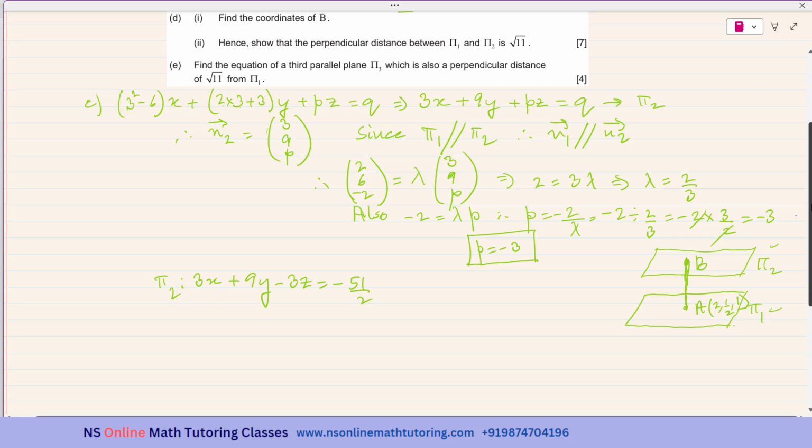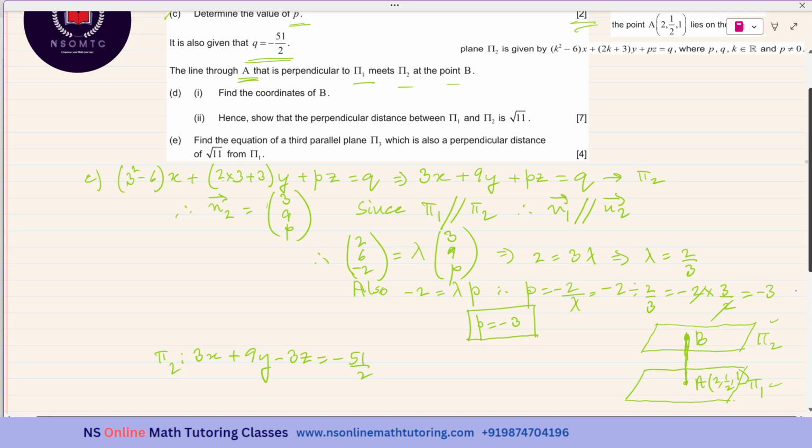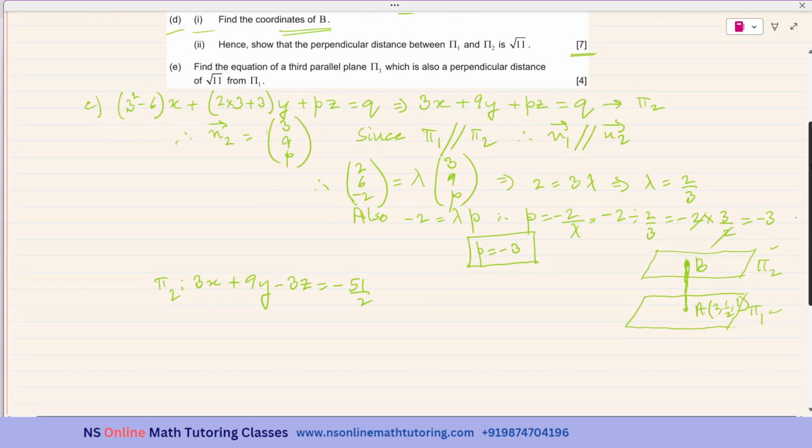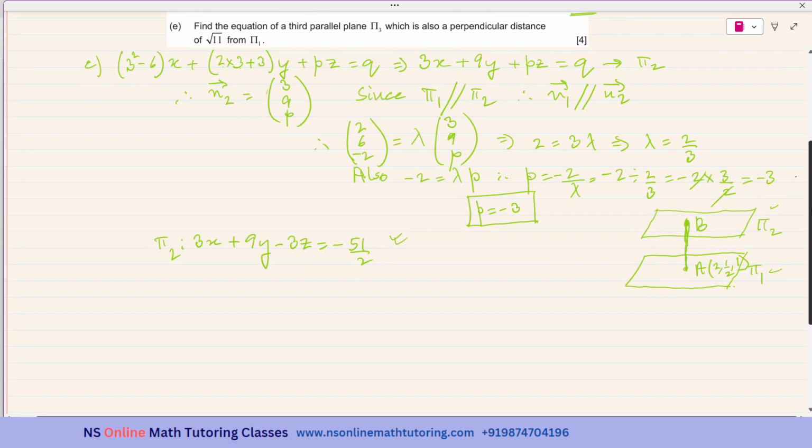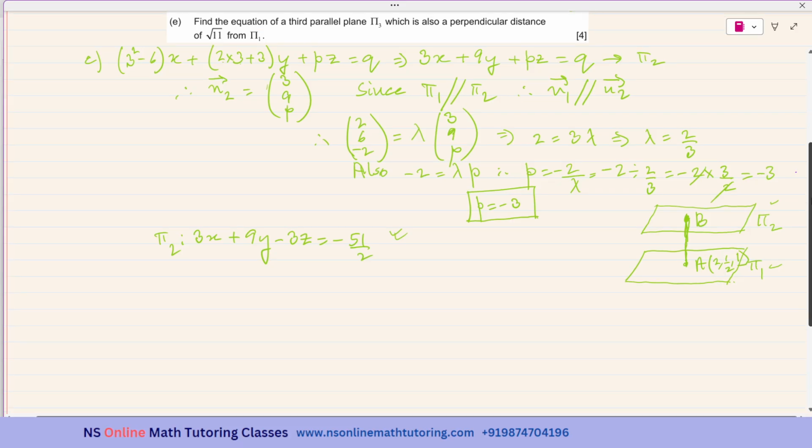Okay. And what is the question? Subpart D, it is having two further subparts. The first subpart I is saying find the coordinates of the point B. The two subparts taken together is containing 7 marks. Okay. So this is the equation of the plane pi 2. And they are saying the line through A perpendicular to pi 1. So there is this line AB.